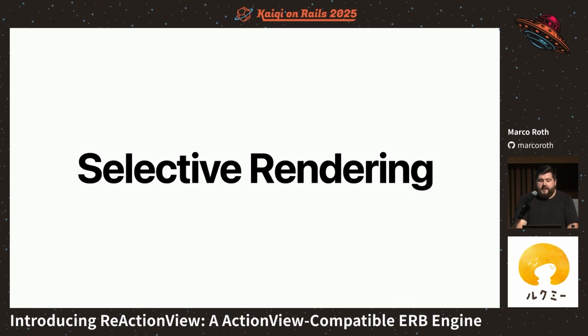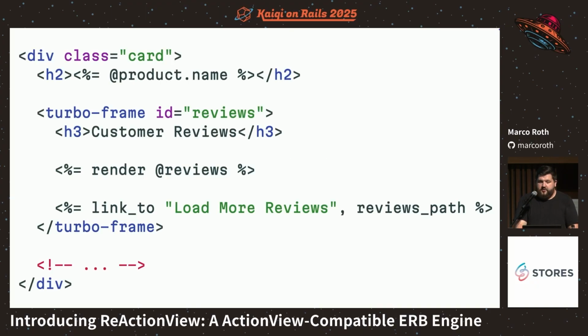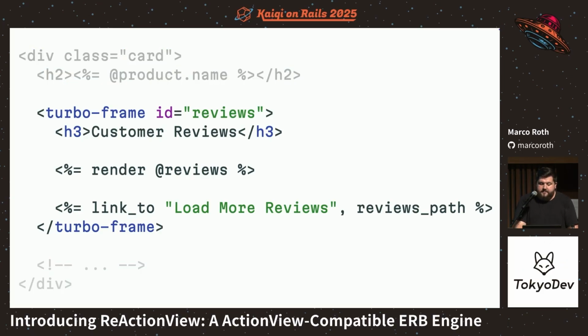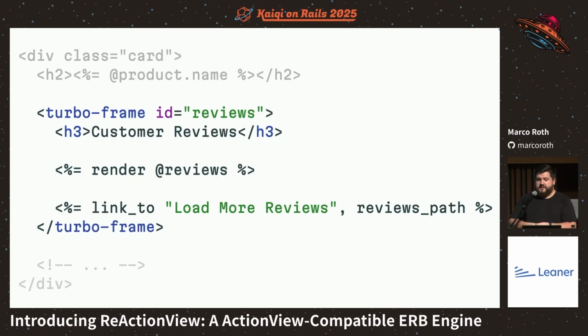The other thing we can look at is selective rendering, which might be super useful for turbo frames. If you have a full document like this, and you say, I want to re-render this turbo frame, you only want to re-render this piece here. But maybe you can tell the render call, I only want to render the reviews ID, and then it knows to just render this piece of this whole template.